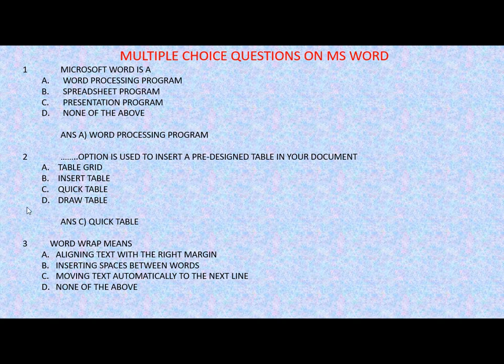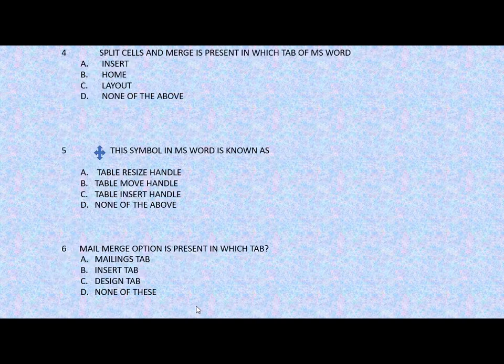The third question is, word wrap means: the options are aligning text with the right margin, inserting spaces between words, moving text automatically to the next line, and D, none of the above. The correct answer is C, that is moving text automatically to the next line. Next question is, split cells and merge is present in which tab of MS Word? The options are A, insert, B, home, C, layout, and D, none of the above. The correct answer is C, that is layout.